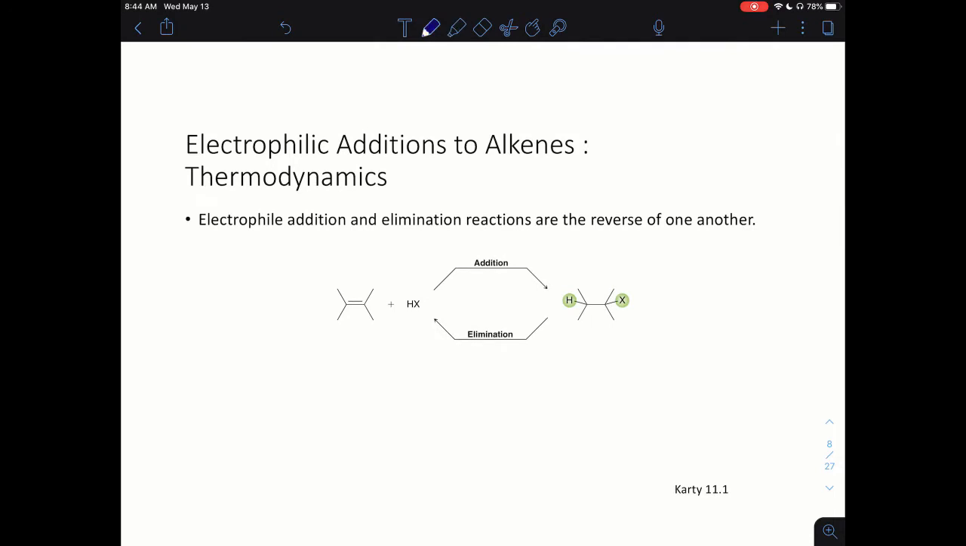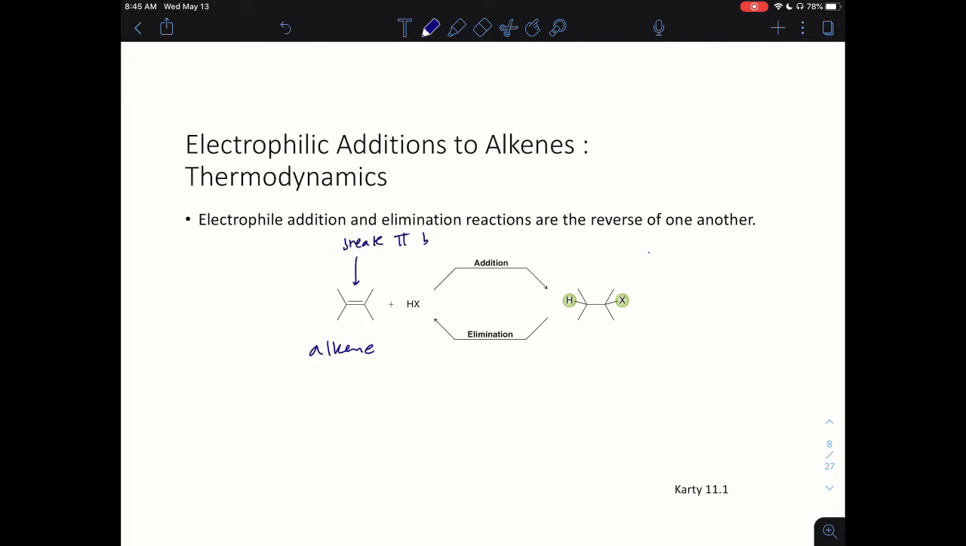You might notice that electrophilic addition and elimination reactions are the reverse of one another. So today we're talking about the alkene, HX adding to it to form the alkyl halide product. But in previous lectures, you've learned about eliminating HX to form alkenes. So today we're talking about the addition. It's the reverse reaction. Let's think about what might be favored thermodynamically. So you can see that we're making sigma bonds. So we're going to break the pi bond going from alkene to alkyl halide.